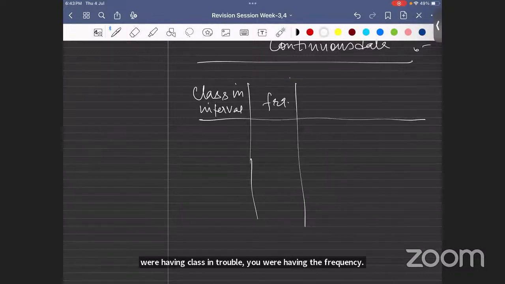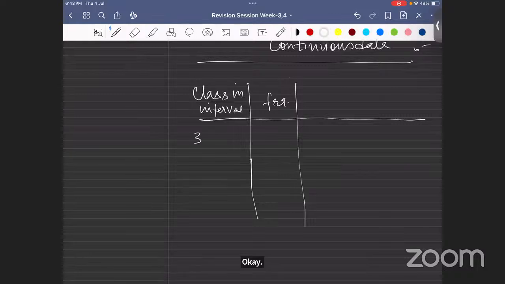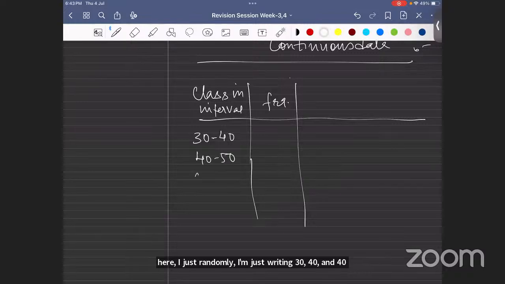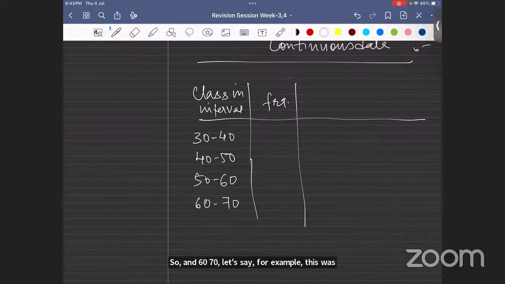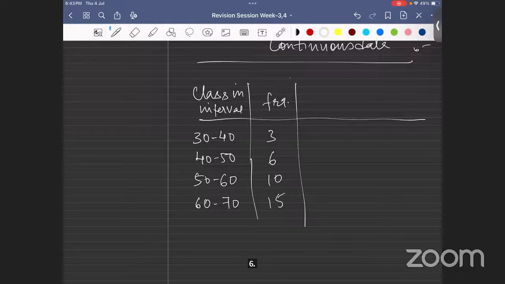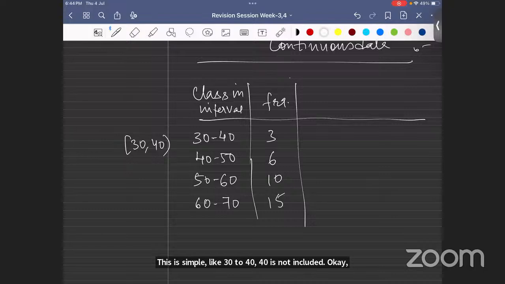Okay, now for this type of data set, for example, I'm just randomly writing 30 to 40, then 40 to 50, then 50 to 60, and 60 to 70. Let's say this was our continuous data. We have just organized whatever data points were given to us in this form, like an organized chart. Now the frequency can be 3, 6, 10, 15. So the number of data points available from 30 to 40 is 3, where 40 is not included. Similarly for 40 to 50, 50 to 60, 60 to 70. Now this is the frequency.